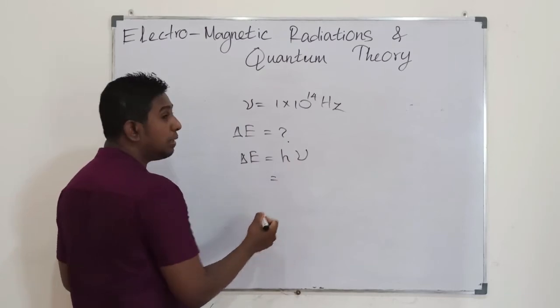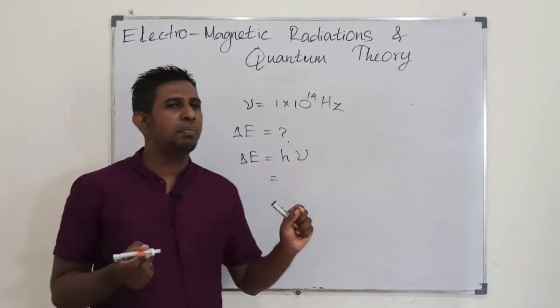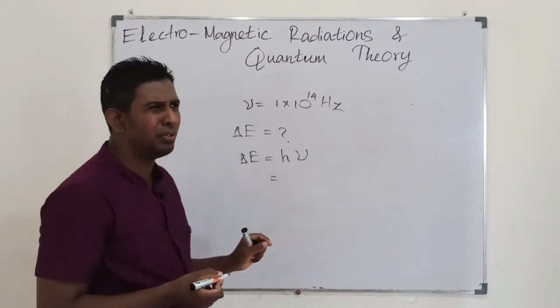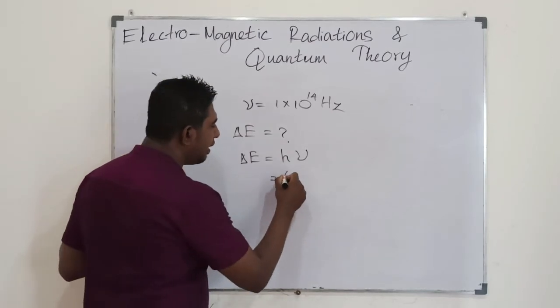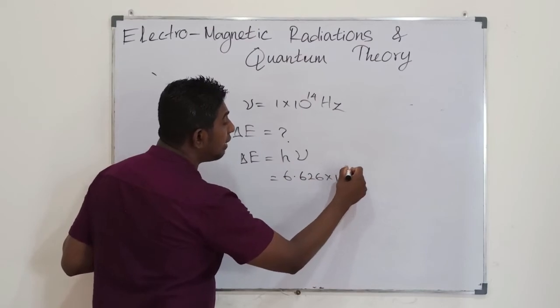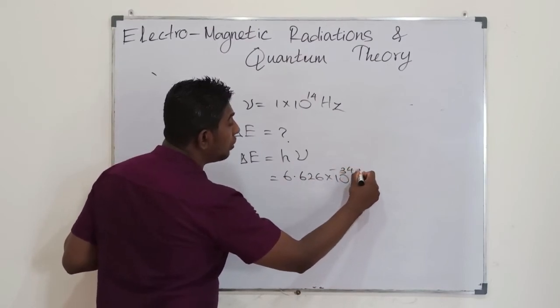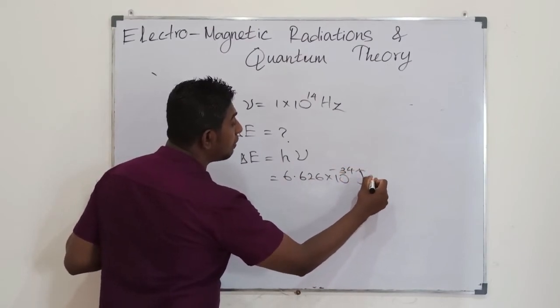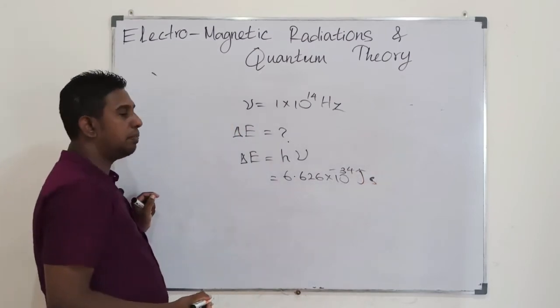So h is the Planck constant. In question papers, it's provided to you. You don't need to memorize that. It's anyway 6.626 into 10 to the power minus 34 joule seconds, not per second.